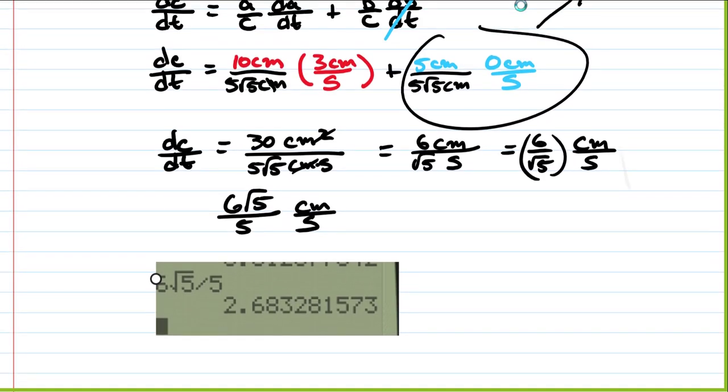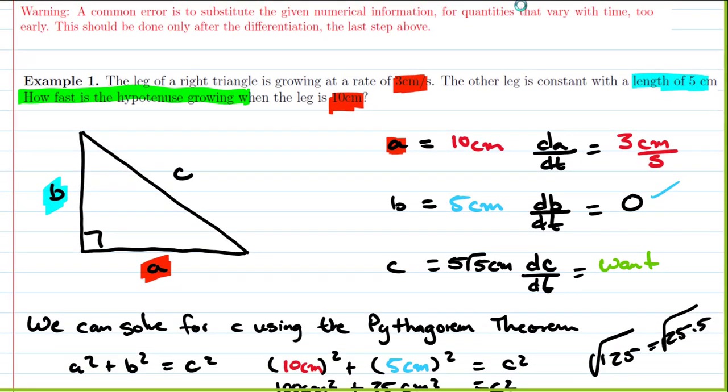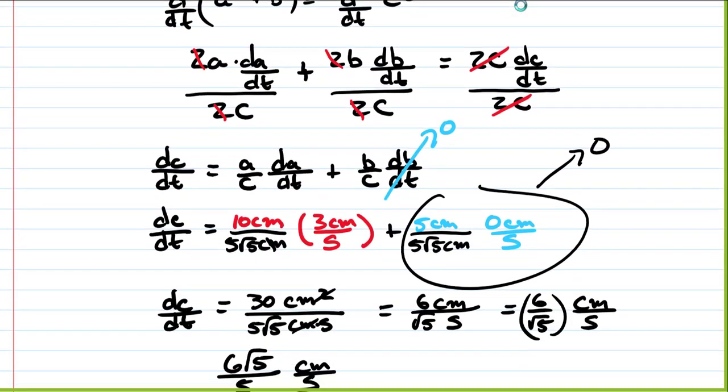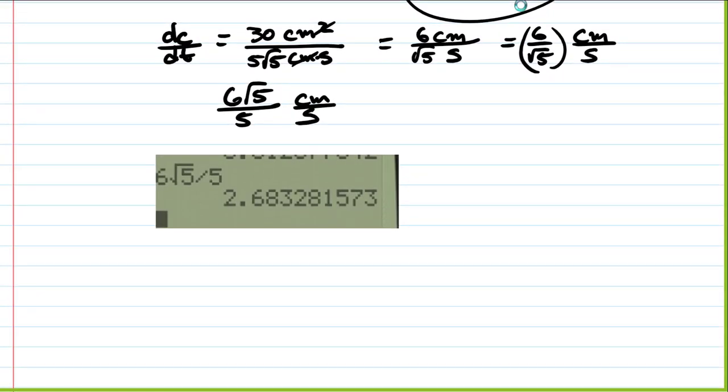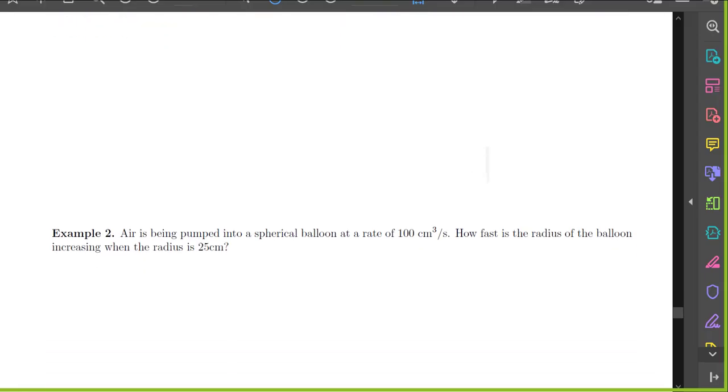Okay, interesting. So what does that tell us? If we have a triangle where this side doesn't change length, but this leg is growing at 3 centimeters per second, the hypotenuse of the triangle is getting longer at the rate of 2.68 centimeters per second. Very, very interesting. All right, let's try our next example.